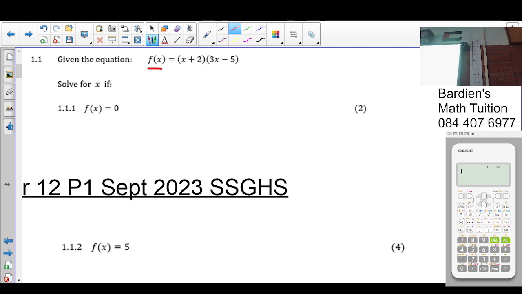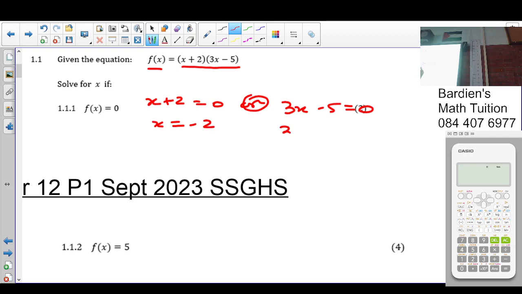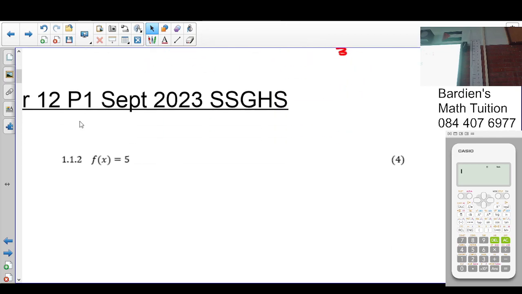So that is f of x. In other words, it's x plus 2 equals 0, or 3x minus 5 is equal to 0. So x is equal to negative 2, or x is equal to 5 over 3. Okay. Let's go with 1.2.